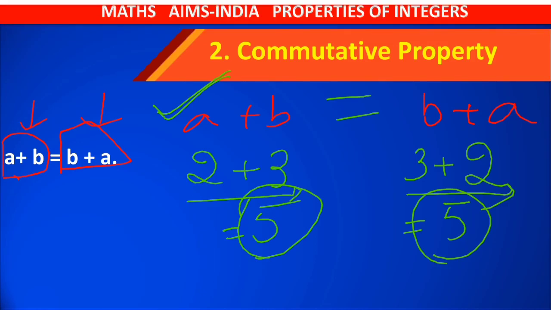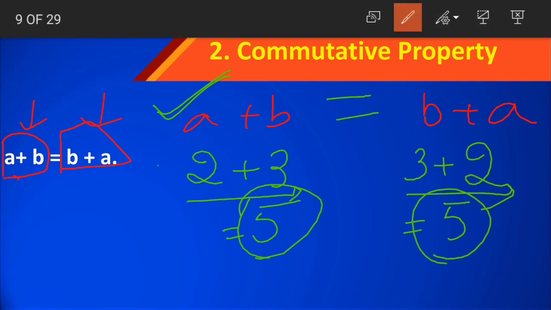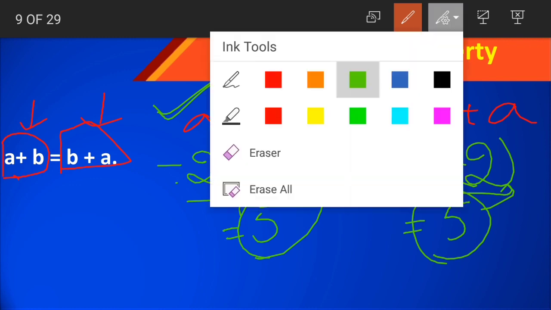You can even try this with negative integers as well. Minus 2 plus 3. Minus 2 plus 3 is equal to what? We have two different signs, so we will subtract the numbers. 3 minus 2 is 1, and 3 is the higher absolute value integer, so it is positive. The answer will also be positive.